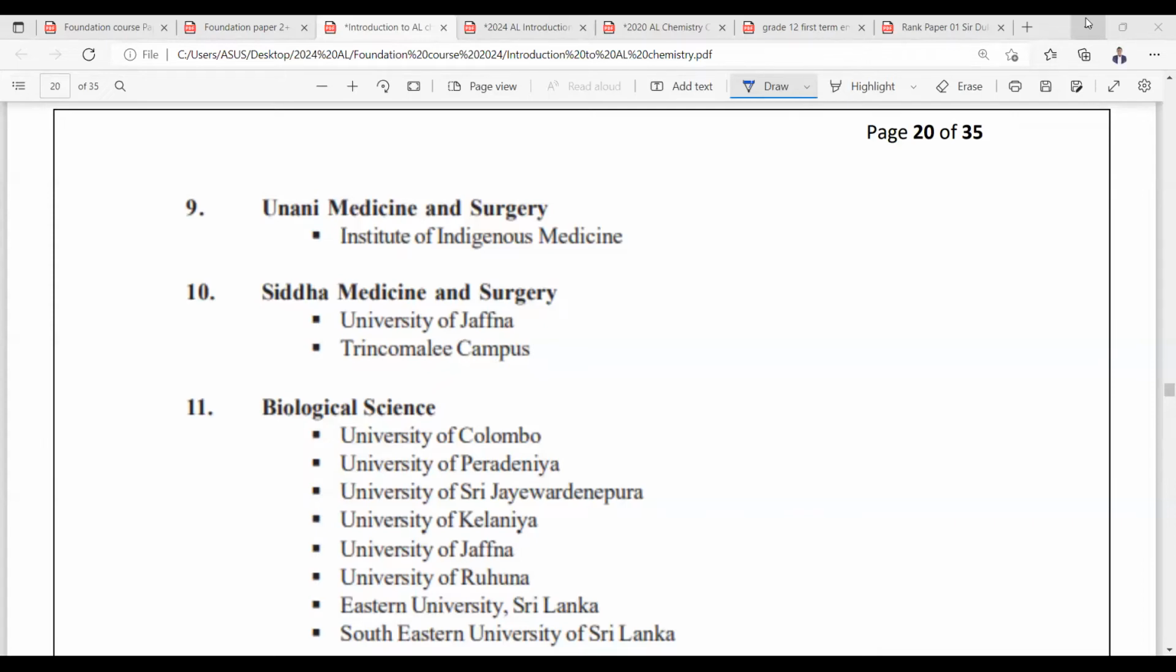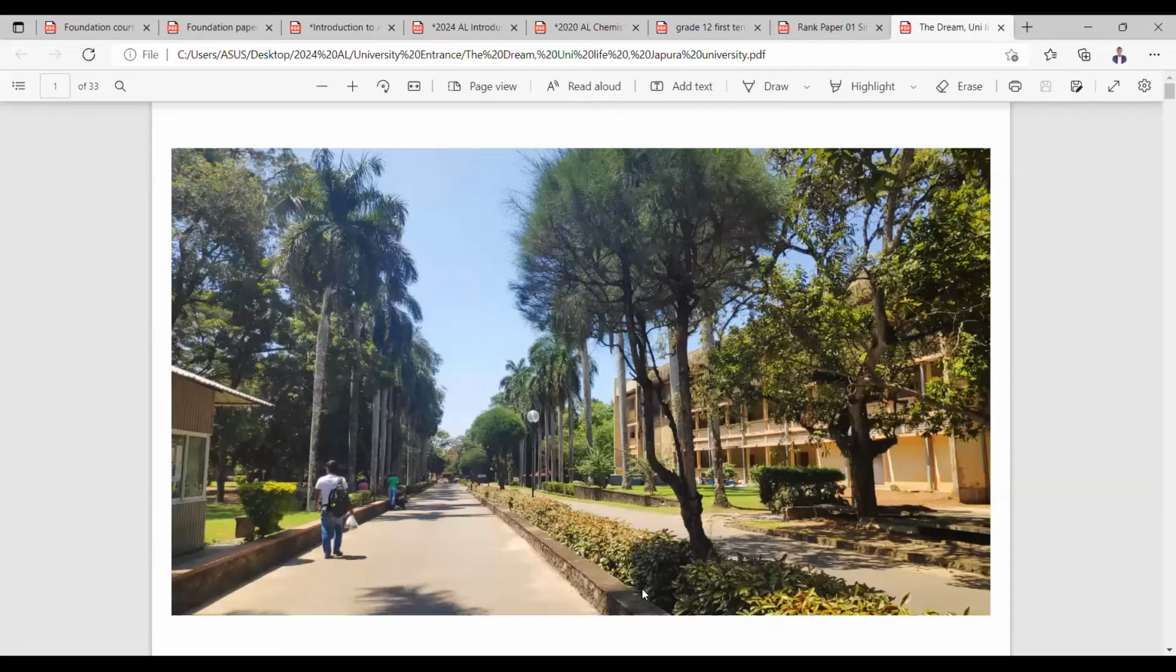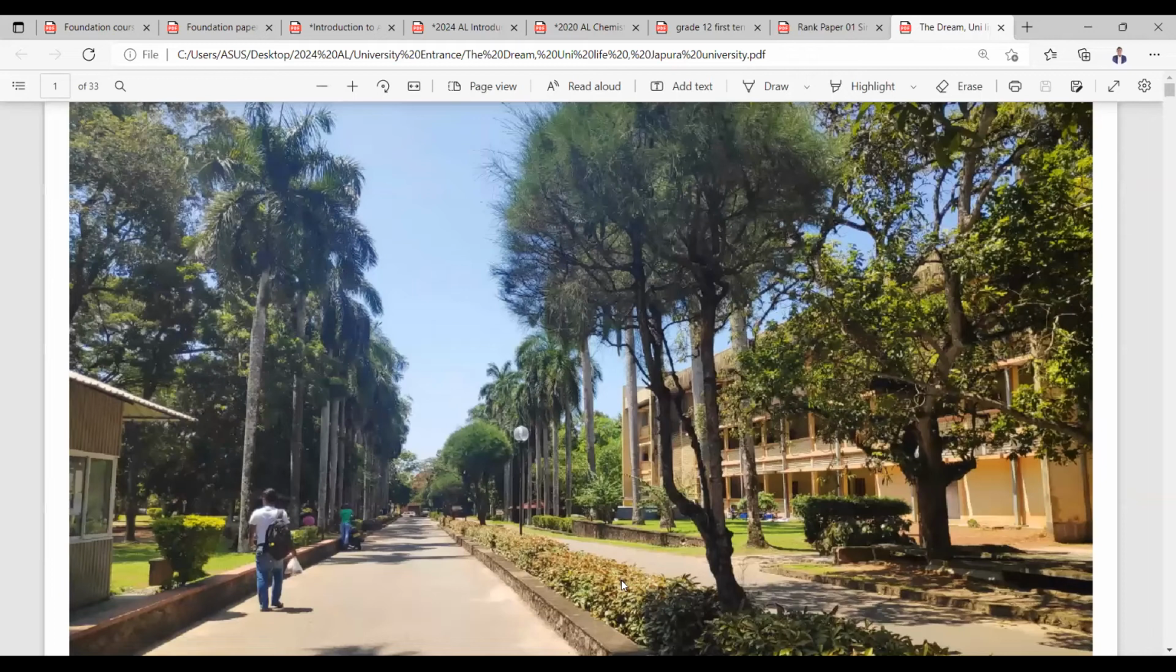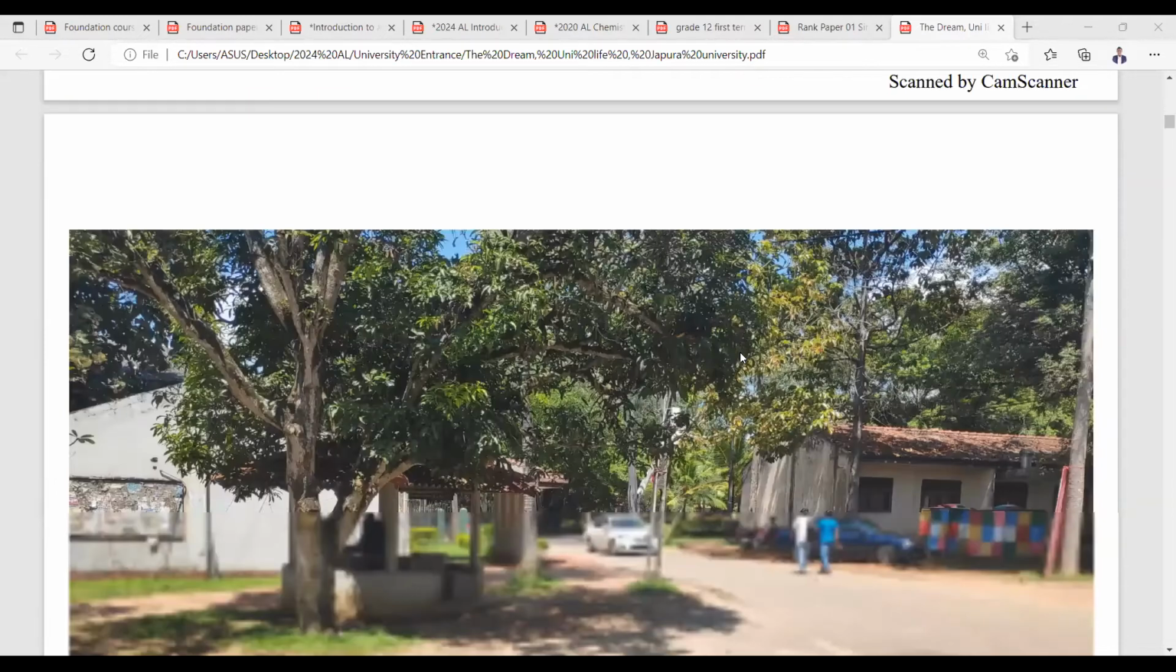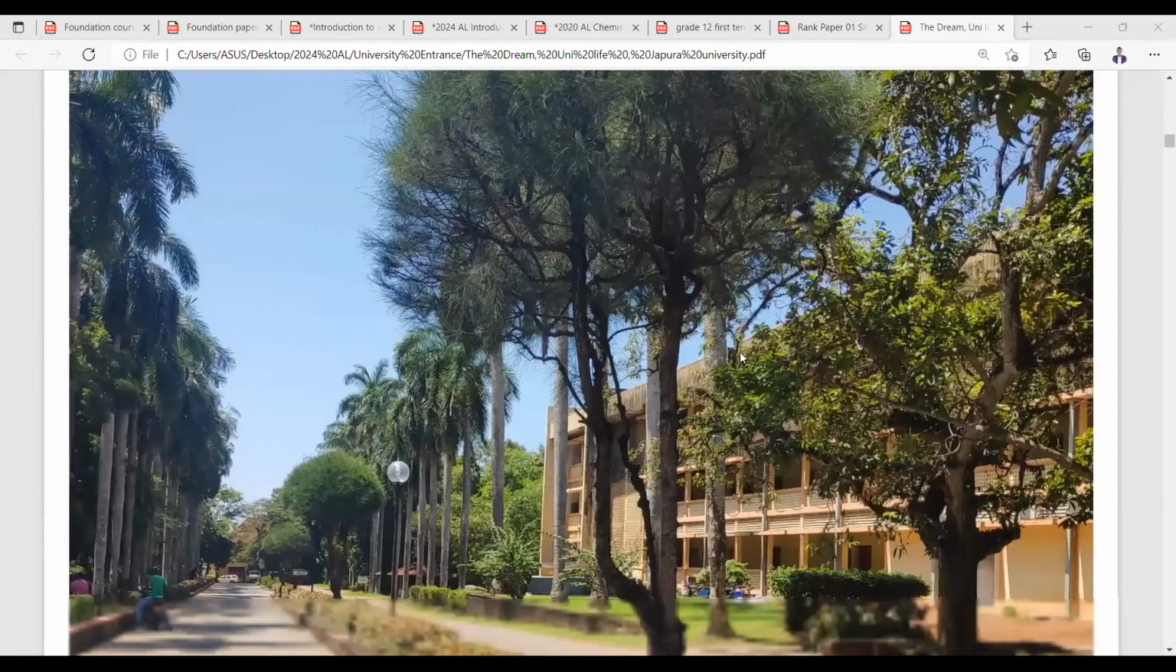If your target is to get university admission, this will be worth it for you. This is the University of Sri Jayewardenepura. You can see the beauty of a state university from here. This is my own university, so you can see the natural beauty. I know Peradeniya is also like this, even more so. So always get the idea of a natural university.